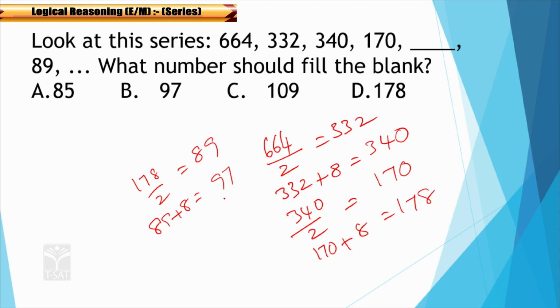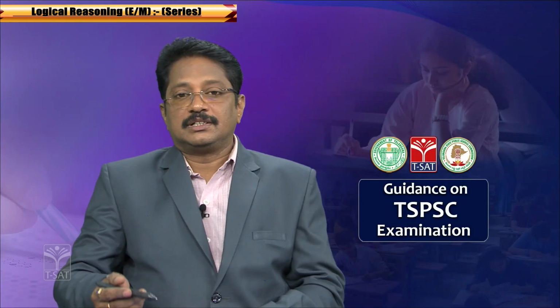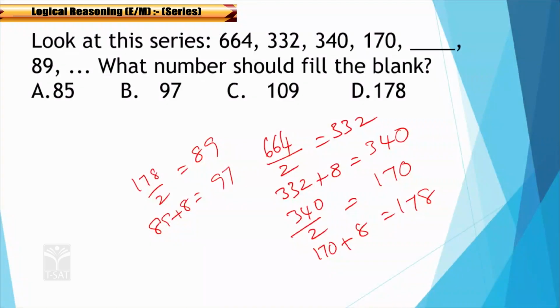So this is a pattern: divide with 2, then add 8. Divide with 2, add 8. 664 divided by 2, you got 332. 332 added with 8, 340. 340 divided by 2, 170. 170 added with 8, 178. 178 divided by 2, 89. 89 added with 8, 97. So this is the series. What is the missing number? It is very clear, 178. So option D is the correct answer. Correct? Okay.